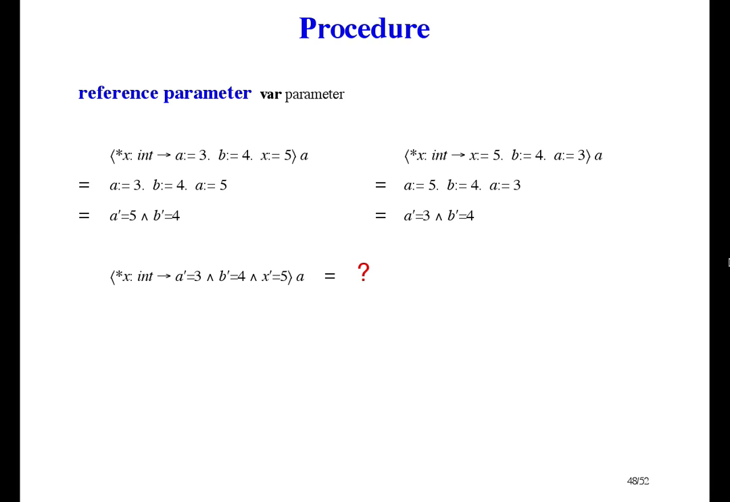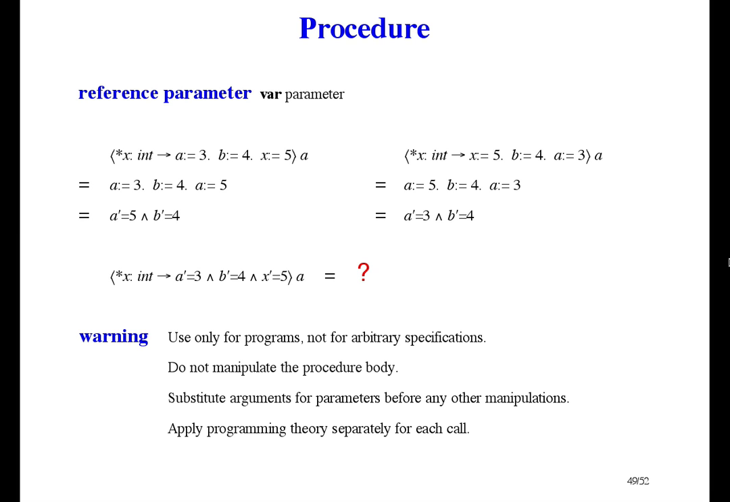So reference parameters carry a warning label. Use them only for programs. Don't manipulate the procedure body. Substitute arguments for parameters before doing anything else. So that means you have to apply programming theory separately for each call. You can't reason about the procedure by itself. You have to know how it's called. And that, in my opinion, defeats the whole purpose of having a procedure.